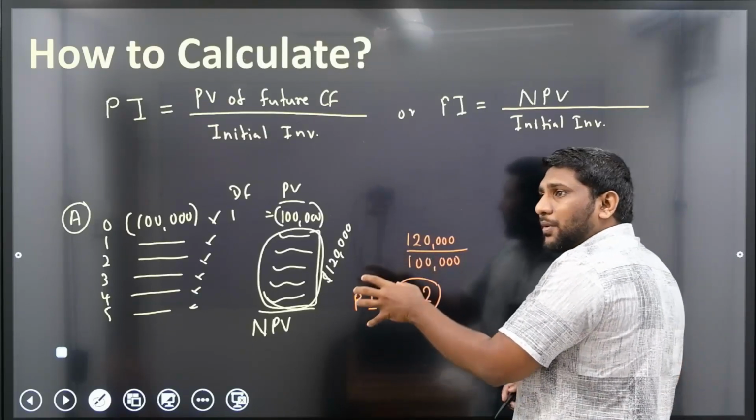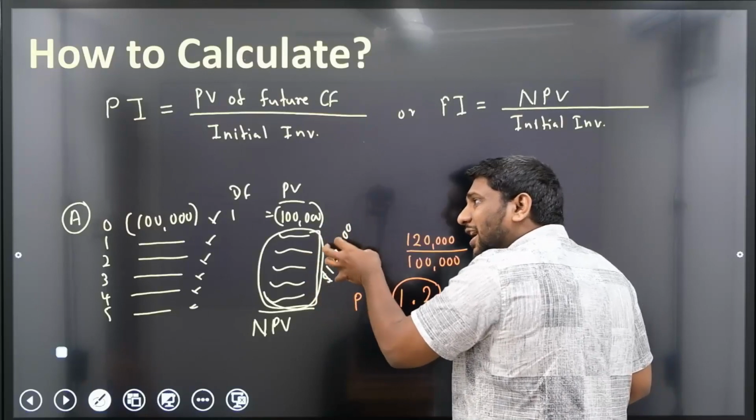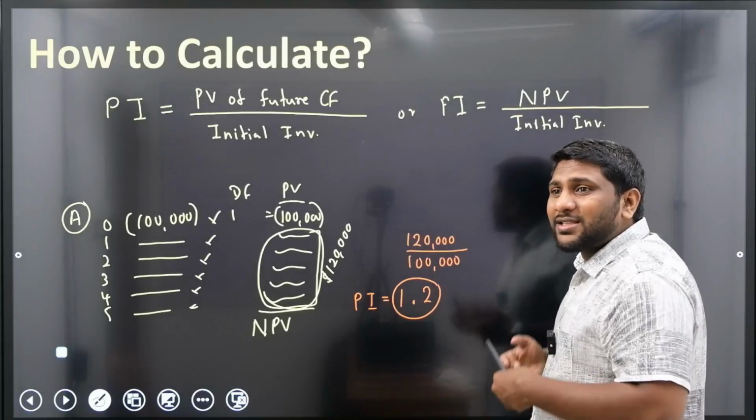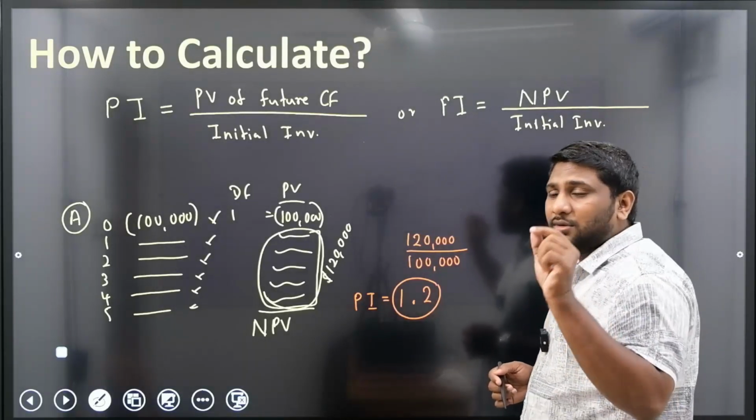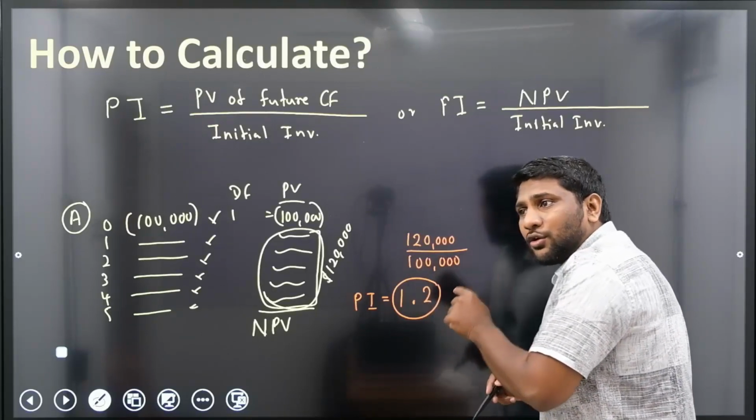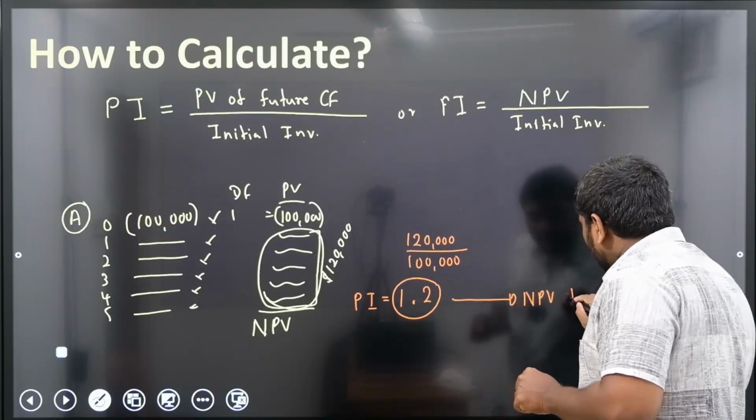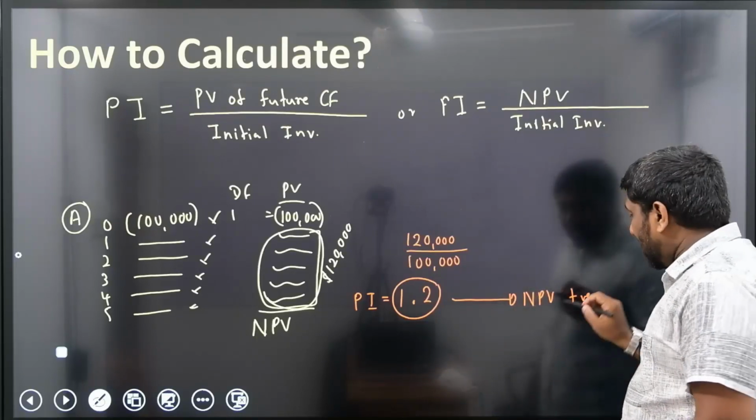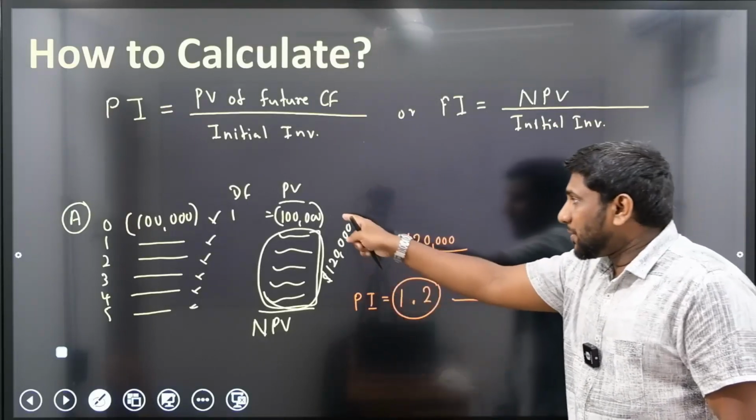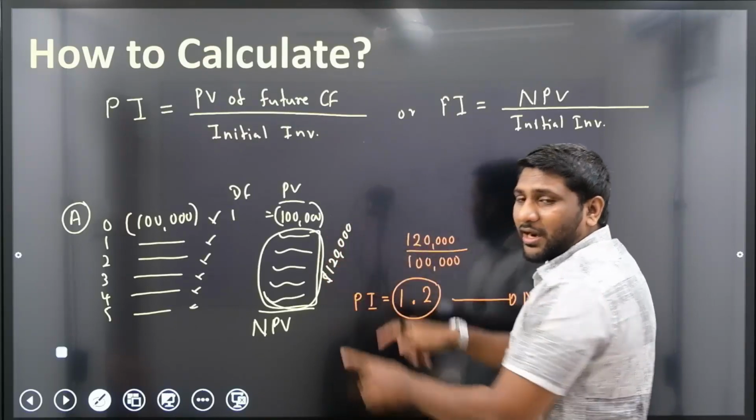So what is the understanding that you should get? Look at this example. You are generating more present value of future cash flows than what you are investing. So indirectly, my dear students, if the profitability index is more than 1, that indicates your NPV is a positive NPV. Look at this example: investment is 100,000, present value of future cash flows is 120,000.